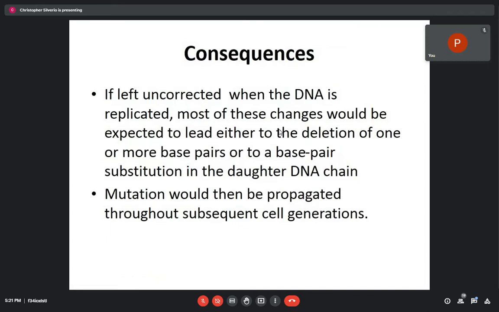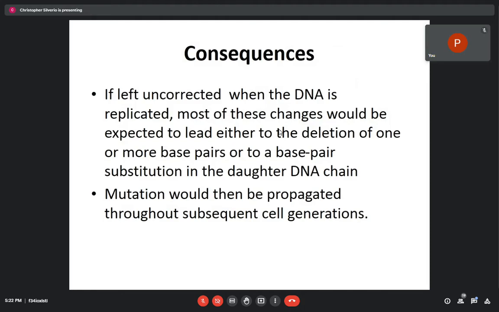If left uncorrected when the DNA is replicated, most of these changes would be expected to lead either to the deletion of one or more base pairs or to a base pair substitution in the daughter DNA chain. Mutation will then be propagated throughout the subsequent cell generations.